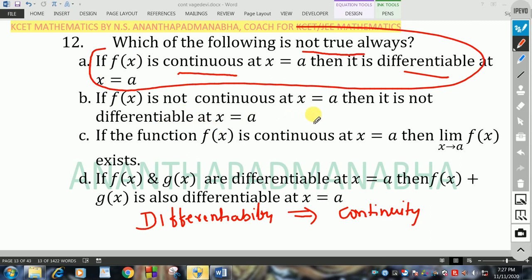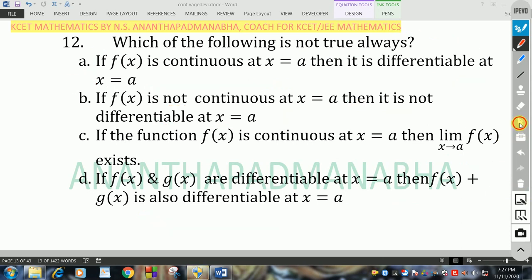If the function is continuous at x equals a, then it is not differentiable at x equals a. Maybe sometimes true. If f of x is not continuous at x equals a, then it is not differentiable at x equals a is also always true. And if the function is continuous at x equals a, this limit exists. And if f and g are differentiable, then their sum is also differentiable. So option A is the right answer. You can remember this.